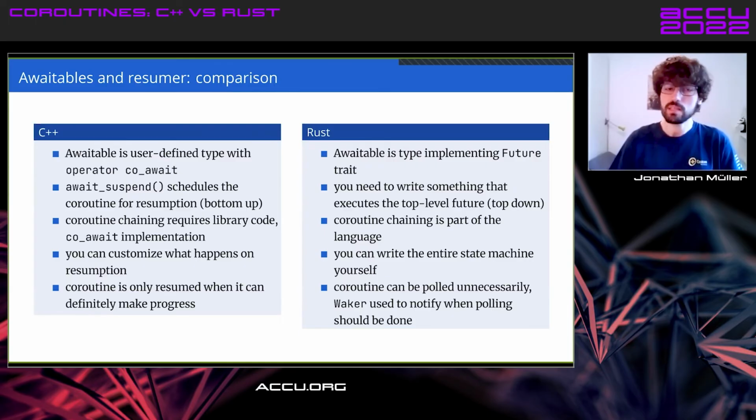In C++, you can customize what happens when a coroutine is resumed after a suspension point. You can do that in Rust too. If you want to do it in Rust, you have to write the entire state machine, which works. It's just more work, potentially.